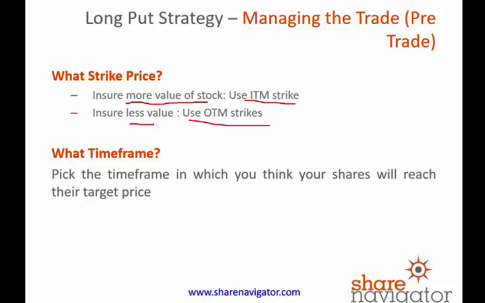What time frame should you pick? Well, we generally say pick the time frame in which you think your shares will reach your target price. So in this example, we had a target price of 65. We think that's going to happen in the next 3 to 4 months. So that's the time frame we choose for buying our put options. Remember, the longer the period you insure it for, the more it costs. So you've got to be clever in the time frame that you pick as well.